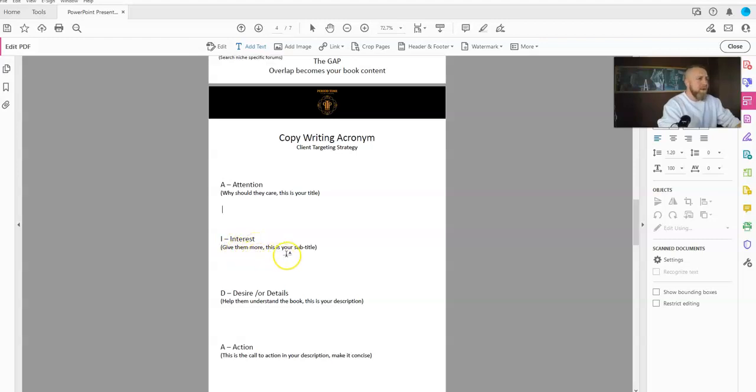All right, so the next one, I, stands for interest, right? And what this essentially is, guys, is your subtitle. So you've grabbed their attention, you've told them why they should care. And inside your subtitle, they're asking you, give me a little bit more, right? So you want to pique their interest with your subtitle. So attention, why they should care. Title, subtitle, interest. Pique my interest.